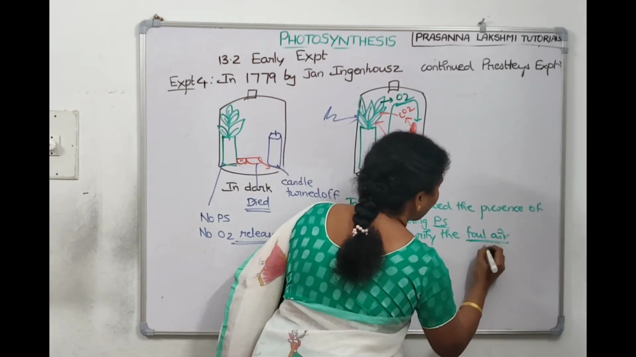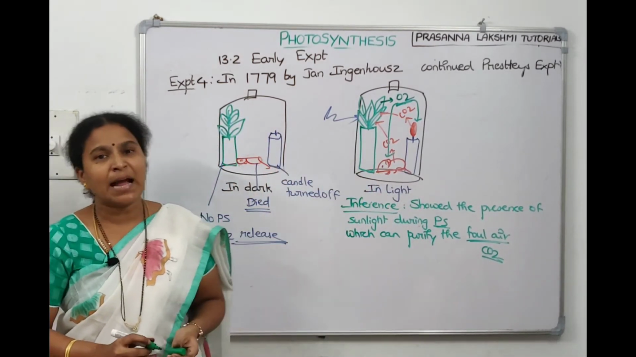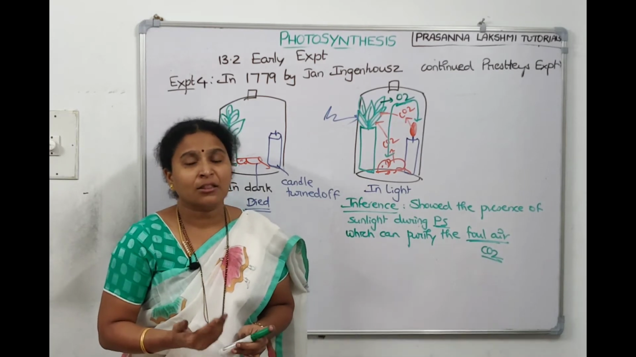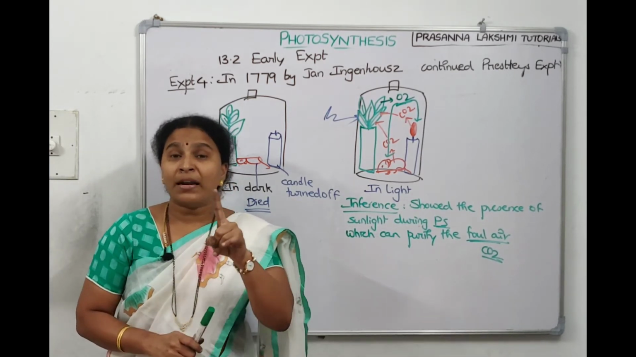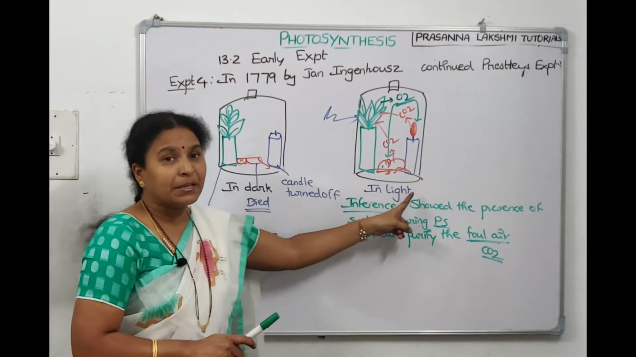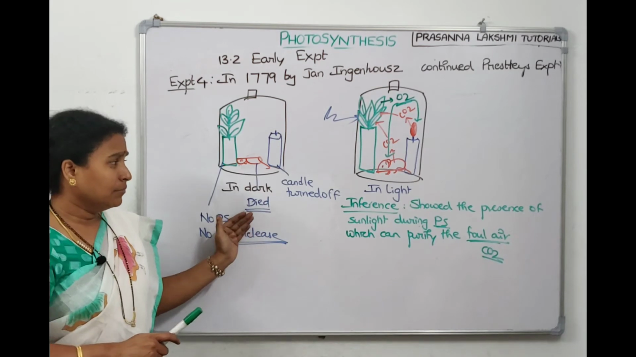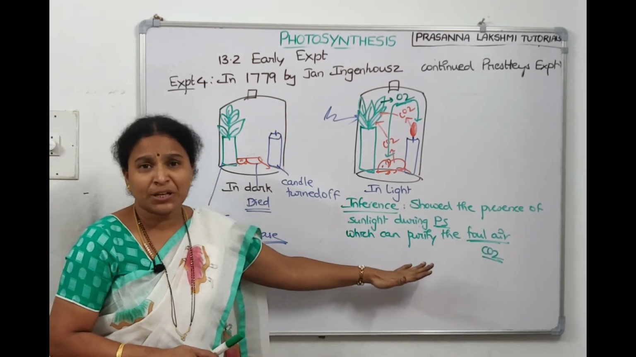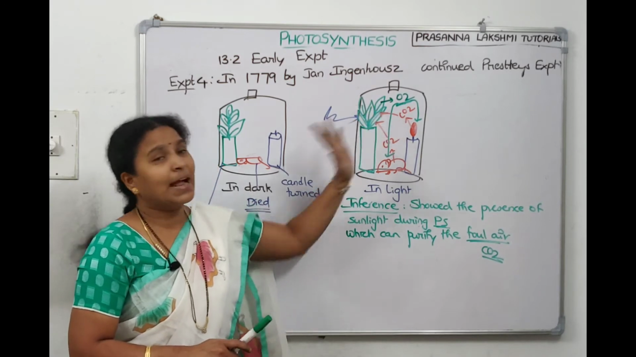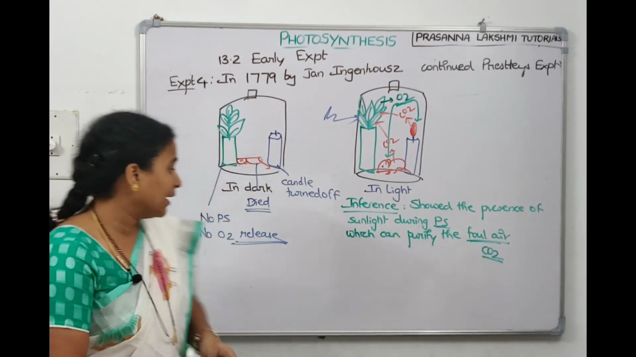Who fouled the air? Who released carbon dioxide? The mice released carbon dioxide, the burning candle released carbon dioxide, and it fouled the air. And who is purifying the air? The plant is purifying the air. When is the plant purifying the air? The plant can purify the air only in the presence of light, not in dark. This is a beautiful experiment which tells that light is required for the plant to do photosynthesis and to release oxygen. One more elegant experiment he has done.